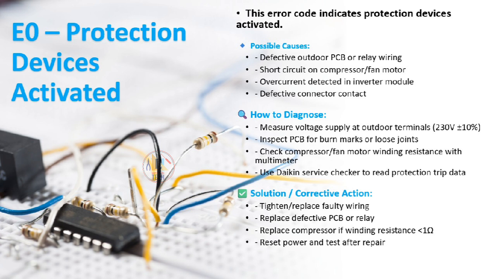To diagnose this issue, the voltage supply at the outdoor terminals should be measured and confirmed at 230 volts plus or minus 10%. The PCB should be inspected for burn marks or loose solder joints, and the compressor and fan motor winding resistance should be checked using a multimeter. The Daikin service checker can be used to read protection trip data. Corrective action includes tightening or replacing faulty wiring, replacing the defective PCB or relay, replacing the compressor if winding resistance is below 1 ohm, and resetting the power after repair.